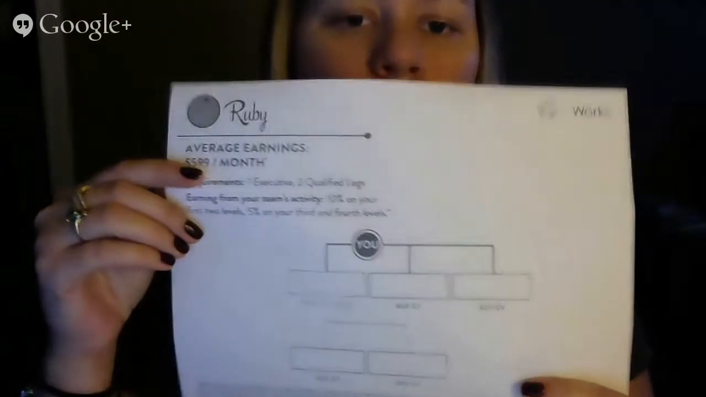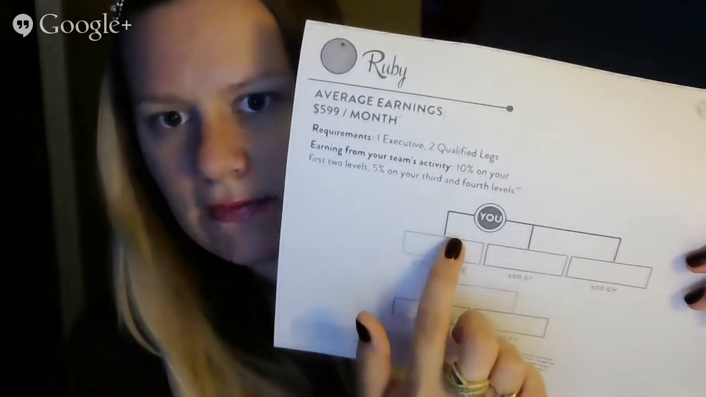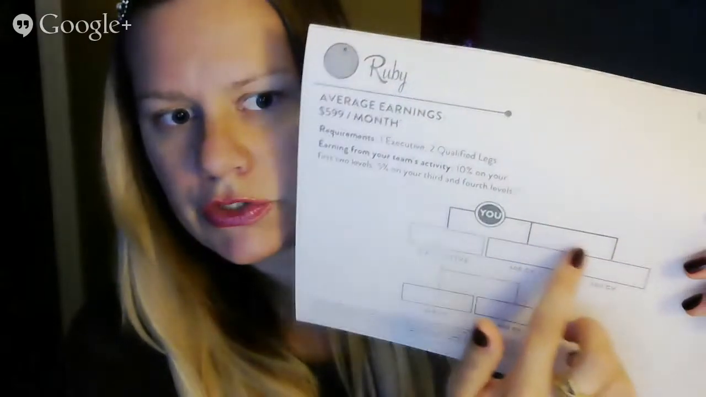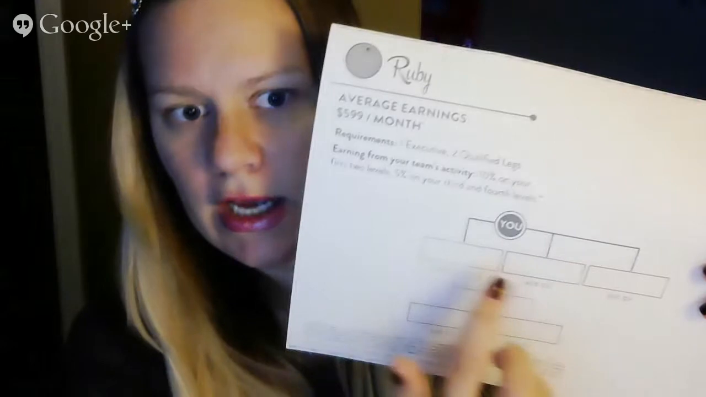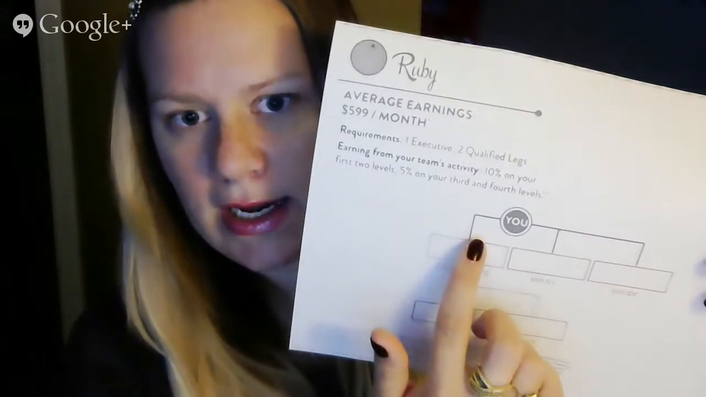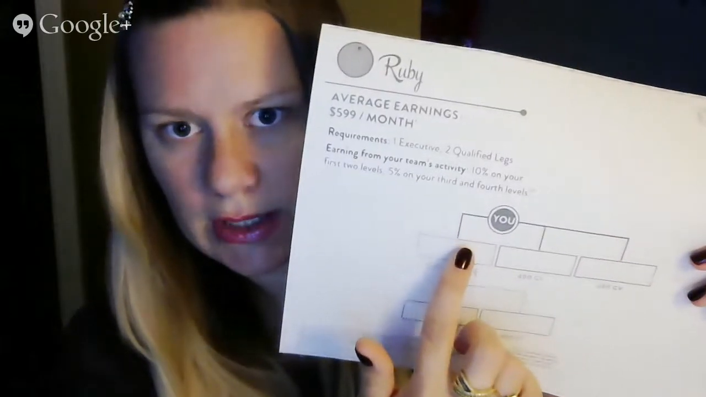So this would be for Ruby. It would be you, and then your executive, your 2 400 personal bonus volume legs. Your executive only has to run their 80 BV auto shipment. They do not have to be at 400.